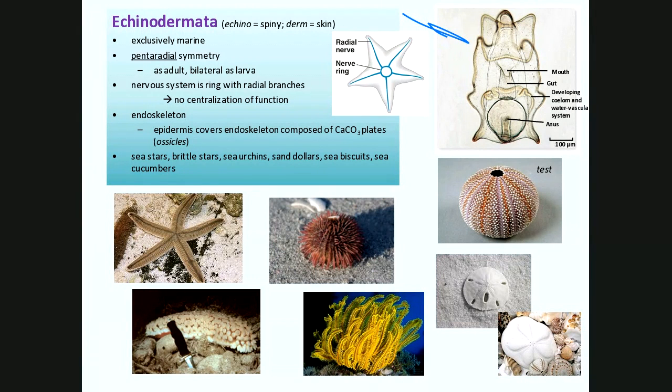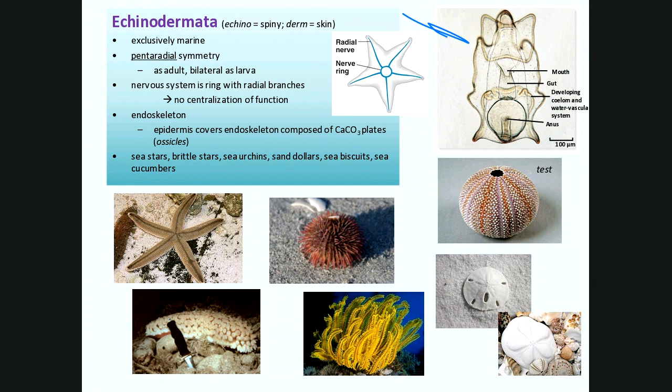There's a nervous system, but no centralization of function, so no cerebral ganglion or anything like that. They do have an endoskeleton, with an epidermis that covers it, made of calcium carbonate plates called ossicles. That's why when you feel sea stars, they're rough on the outside and firm. That's the calcium carbonate skeleton. Those plates are right up underneath the epidermis.